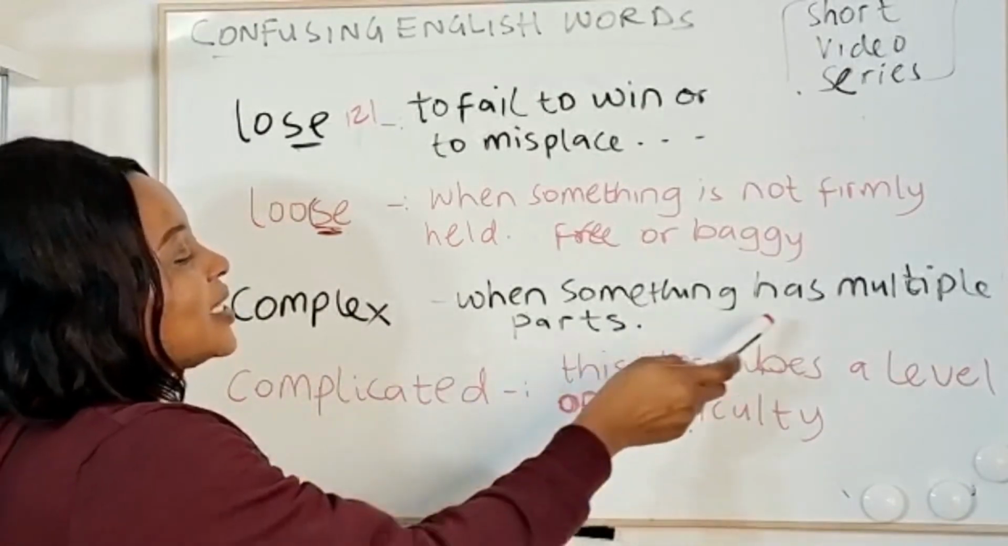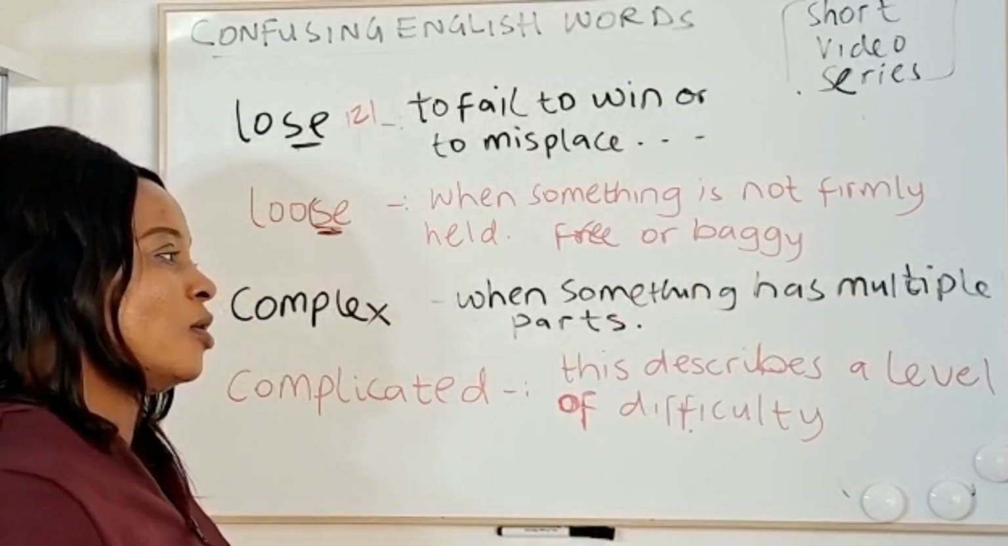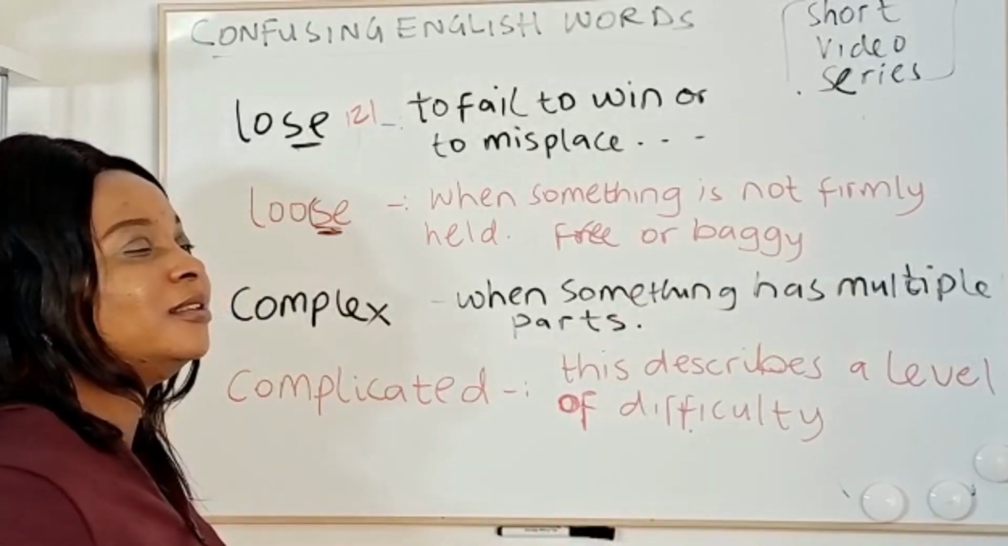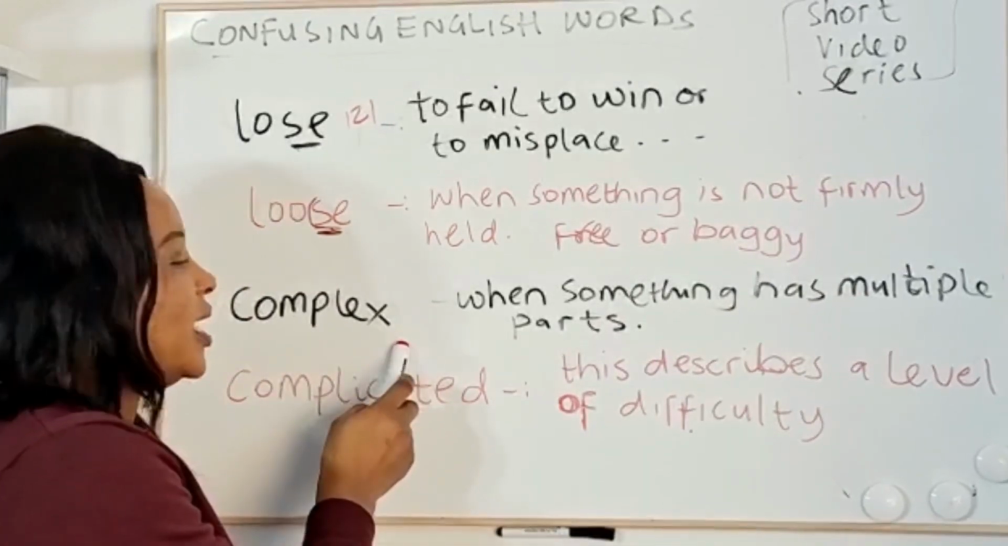It means when something has multiple parts. You can hear people say the machine has complex parts, or the baking system has complex parts. Now this is the one people use here, complex.